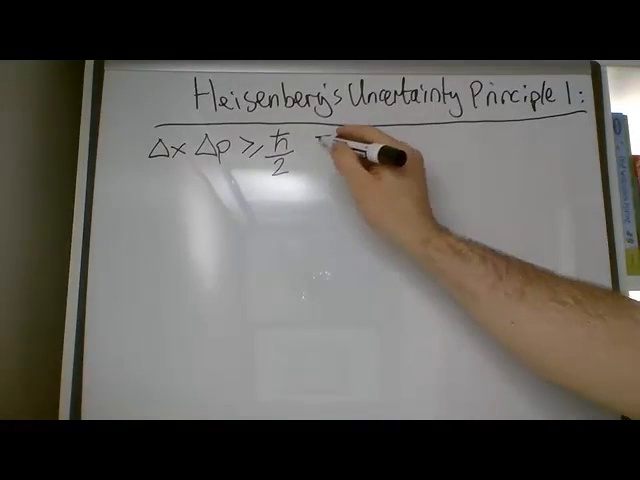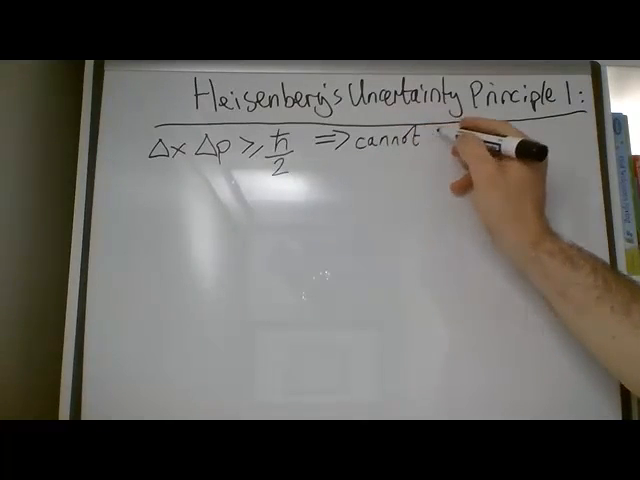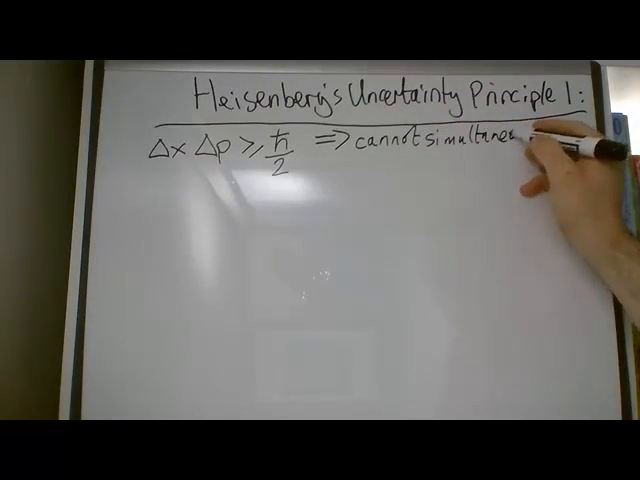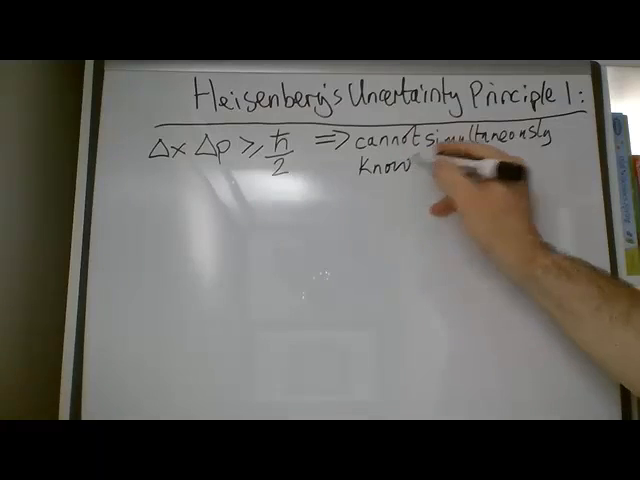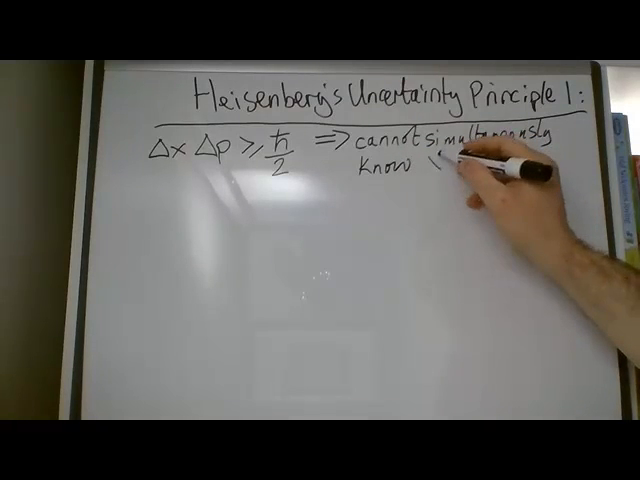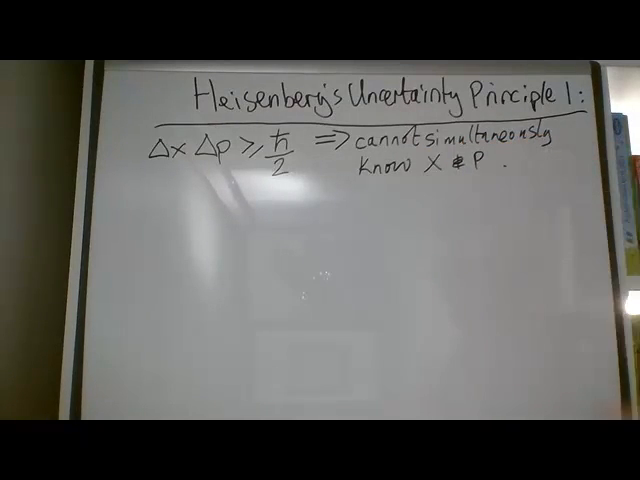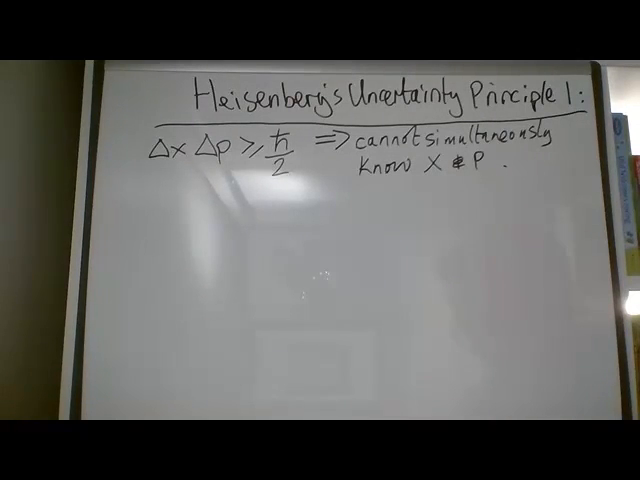What this says is that we cannot simultaneously know position x and momentum p for subatomic particles such as electrons. So I'm forbidden from knowing the exact location and the momentum of an electron.